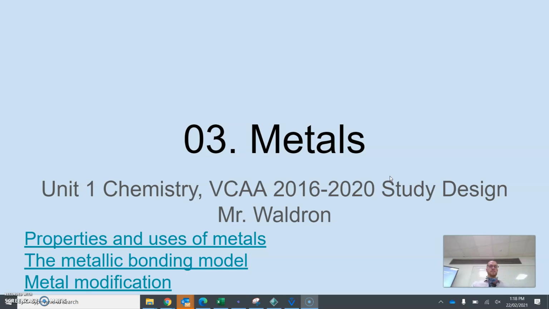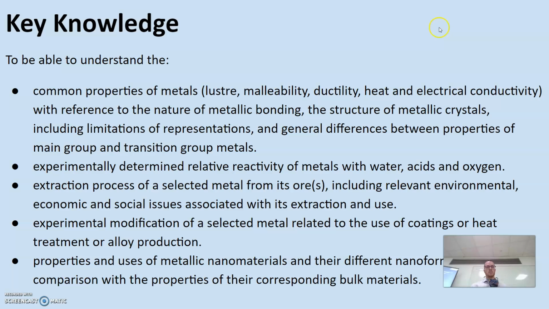All right, metals. So our key knowledge, straight from our study design, we should be able to know some of these things. Common properties of metals: that they are lustrous. What does that mean? Shiny. Malleable, what does that mean? Bend or hammered into sheets. Ductility, what does that mean? Into wires. Heat and electrical conductivity in particular, what does that mean? Able to conduct electricity, awesome.